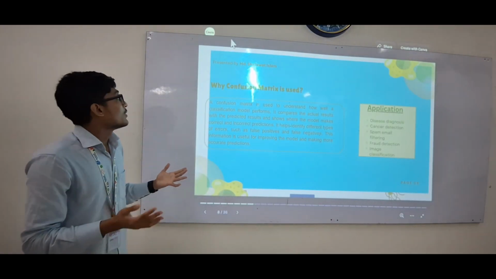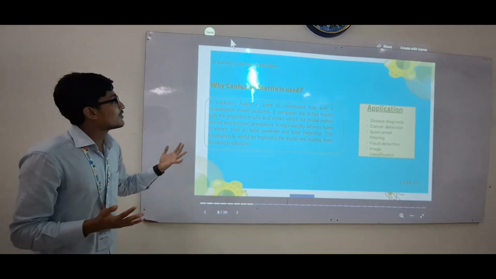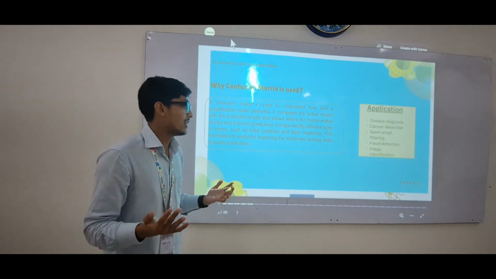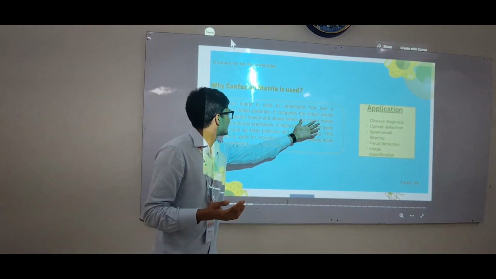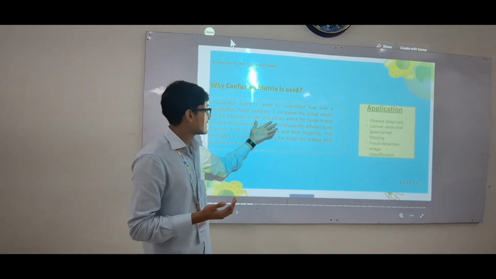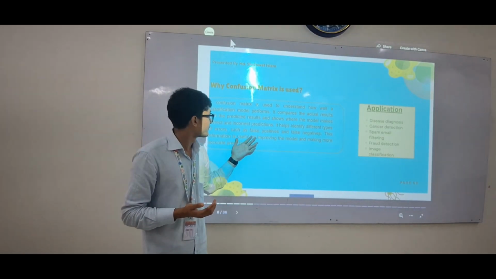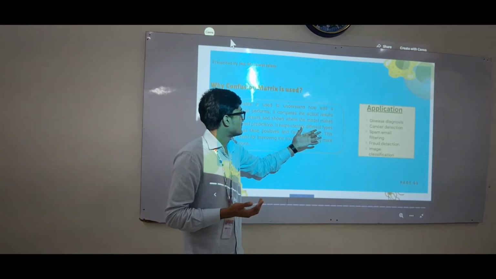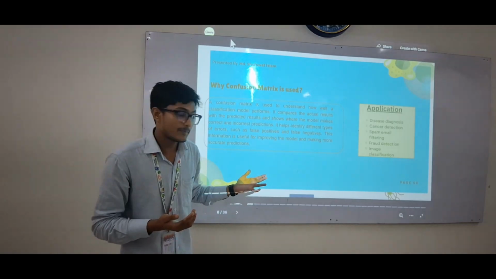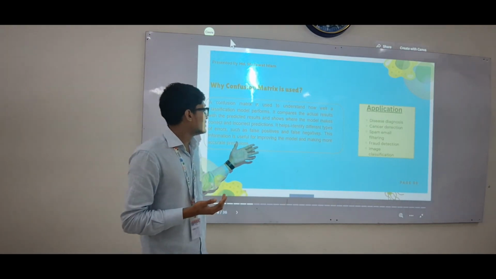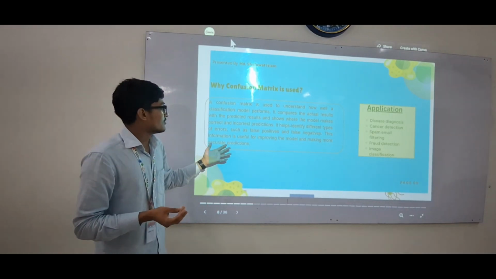And the last one is why the confusion matrix is used and why it is important. A confusion matrix is used to understand how well a classification model performs. It compares the actual results with the predicted results and shows where the model makes correct and incorrect predictions. It helps identify different types of errors such as false positives and false negatives. This information is useful for improving the model and making more accurate predictions.